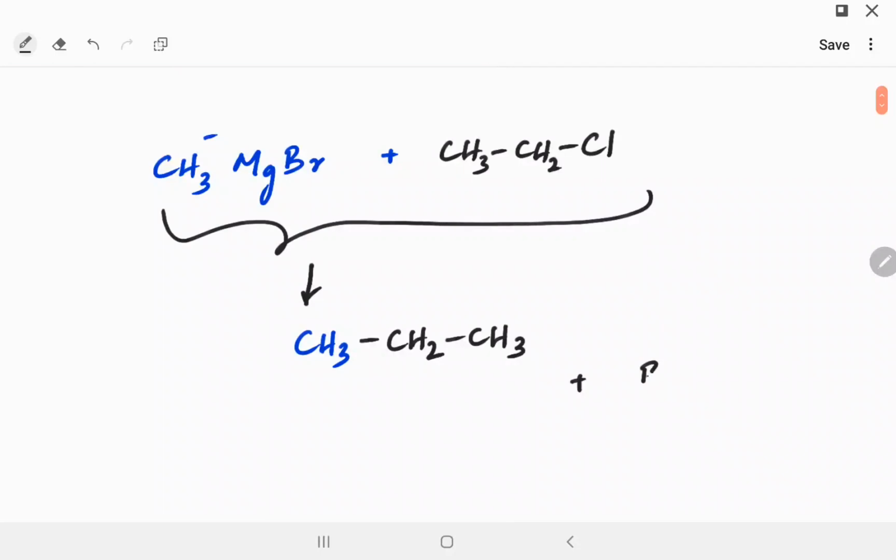Of course the byproduct is not important, but I can write it down. It will be MgBrCl. That will be the byproduct, but that is not that important. This will be the organic compound that you will get. Of course, in the future we are going to learn many other reactions that Grignard reagents will display due to its nucleophilic carbon ion.